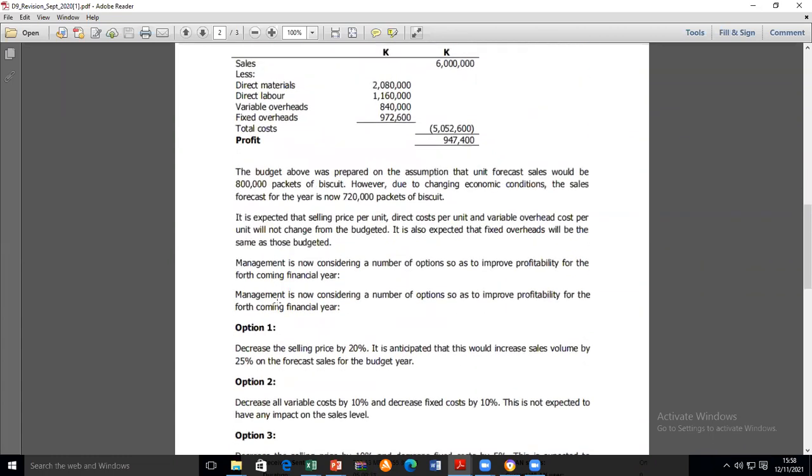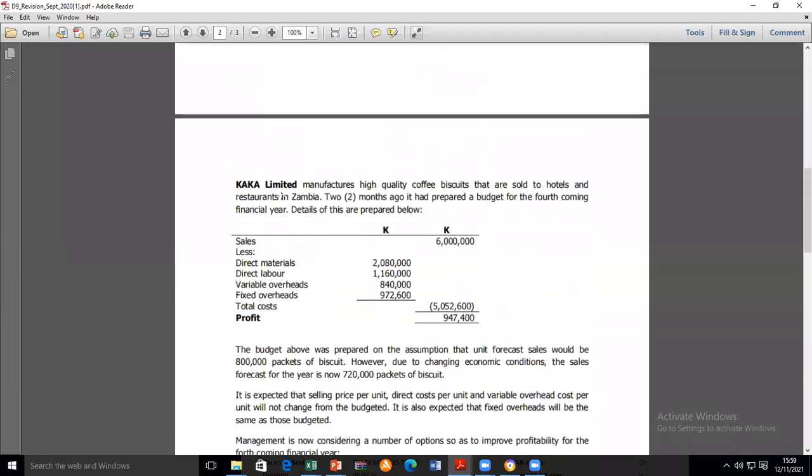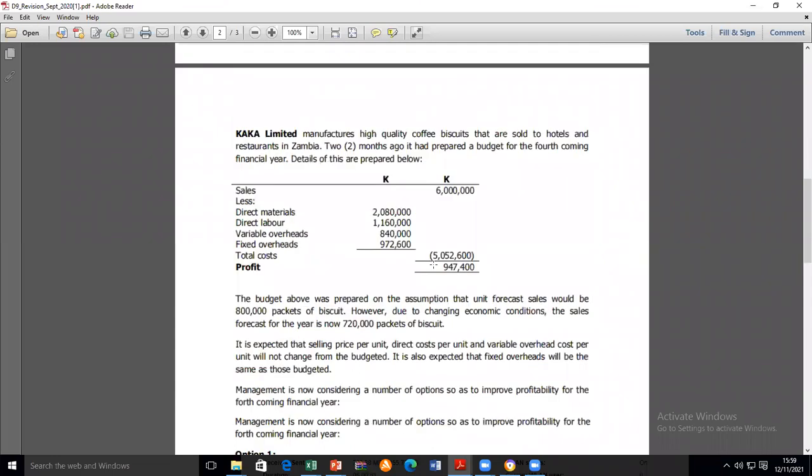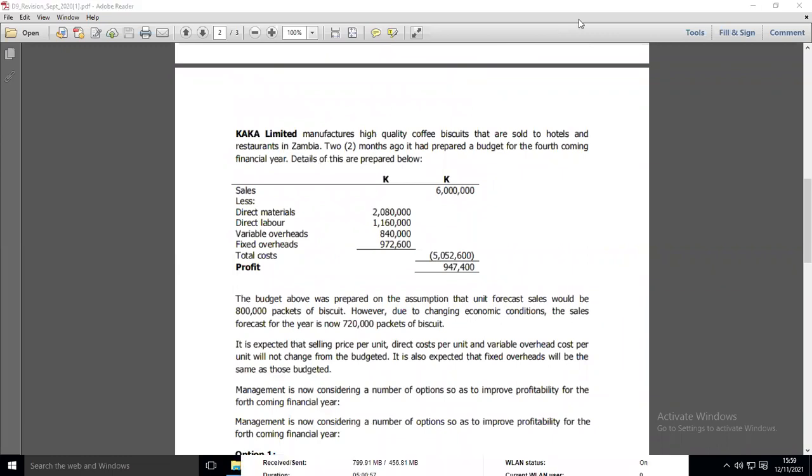From decision making, I've chosen a question on break-even, your favorite topic. Break-even analysis or CVP analysis is a common item on our paper. So there's a bit of a story here. We need to read through the story. As you can see, it's a bit long. So I'll give you some 10 minutes to read through before we put down the answer together. So let me just pause this.